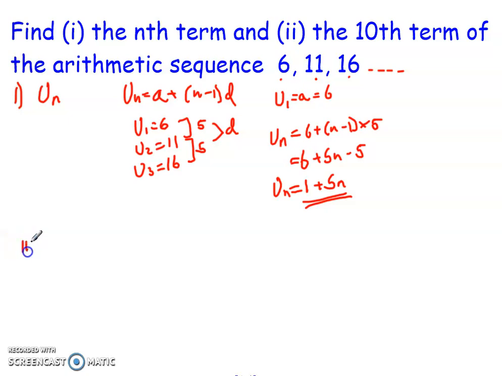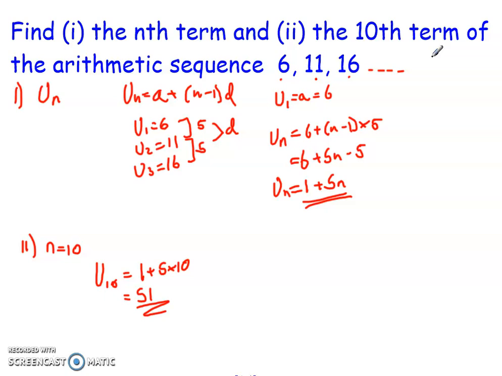Second one, I want the 10th term, so in this case, I know that n is equal to 10. So just put that into the formula. I know that u10 equals 1 plus 5 times 10. 5 times 10 is 50, plus 1 is 51. So there you go, that's the 10th term of your sequence. If you were to continue working on to get there, you'd eventually find that that's where you go. So we can use it in this manner for finding the formula for the nth term and then calculating terms beyond that.